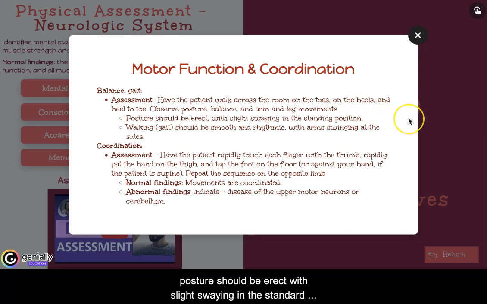Posture should be erect with slight swaying in the standard position. Walking, their gait should be smooth and rhythmic with arms swinging at the sides. Then you check their coordination. How can we assess this?